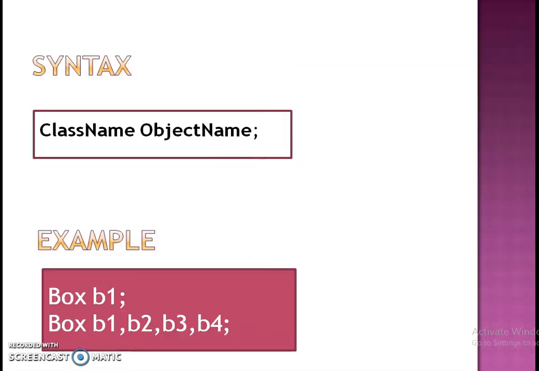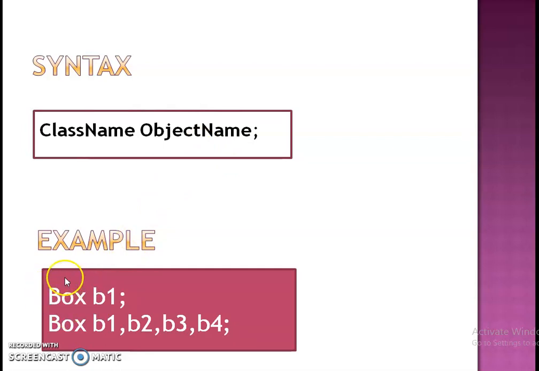The syntax to create the object looks like the normal variable declaration: data type followed by variable name. The same syntax is used to create the object, but instead of the data type we use the class name, and instead of the variable name we use the object name. So whenever we create a variable for our class, it is called an object. Let's see an example.